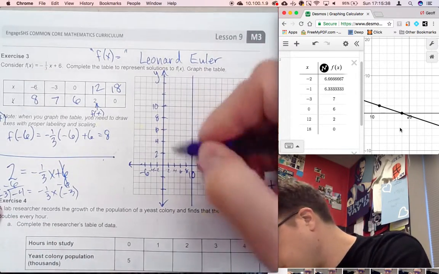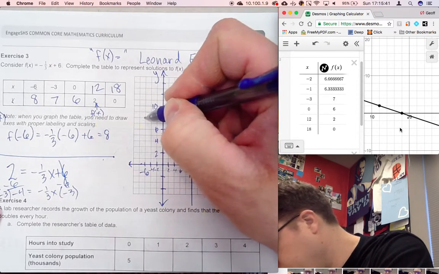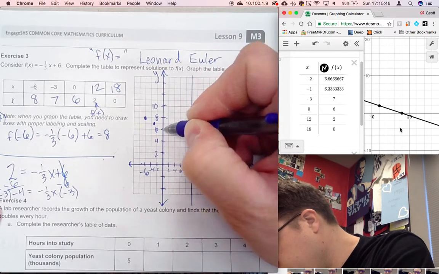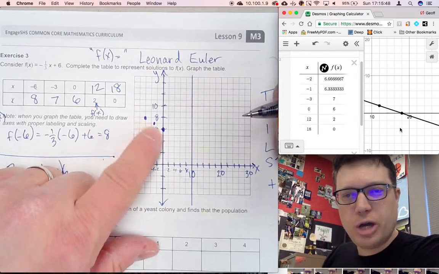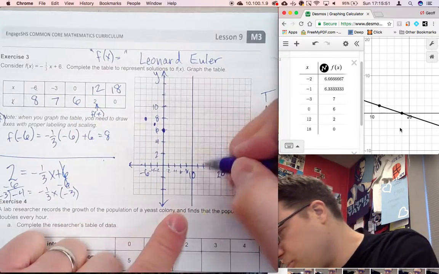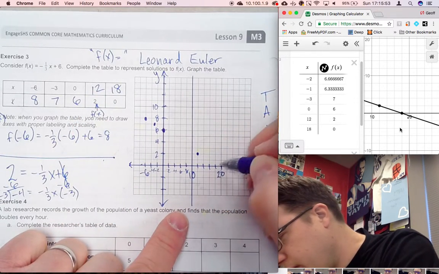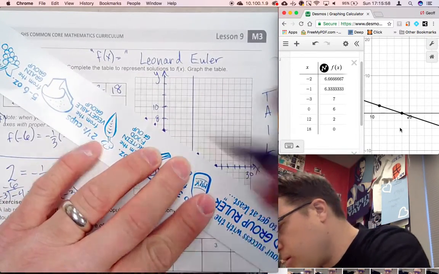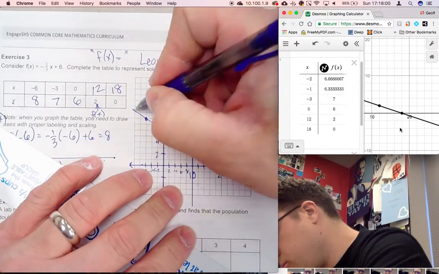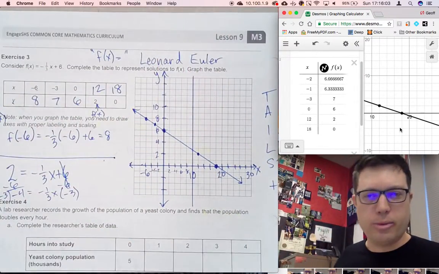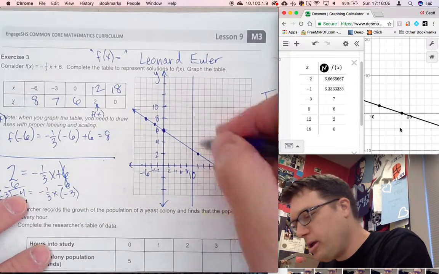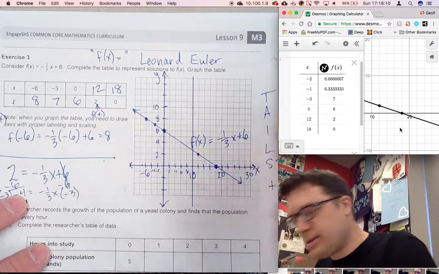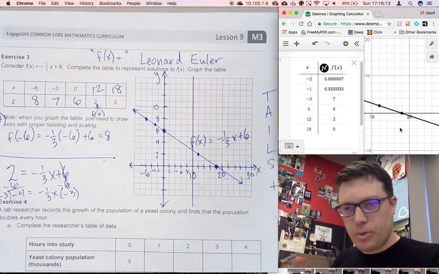Okay, plotting them. -6 and 8, -3 and 7, 0 and 6. This should be enough to draw the rest of the line, but I'm going to continue plotting all these points. 12 and 2 and 18 and 0. And with a smooth curve, there we go. Okay, the last part is to label. So somewhere along this line, I'm going to put f of x equals -1/3 x plus 6. All right? Okay, moving on to the next question.